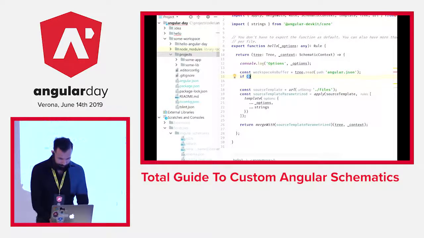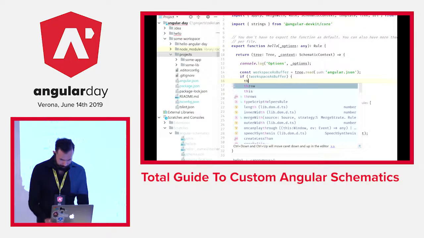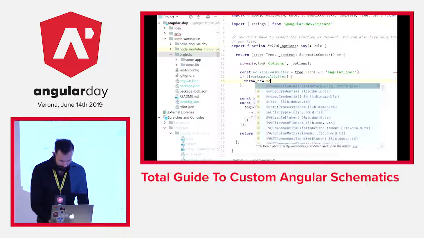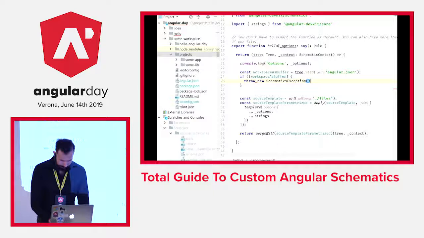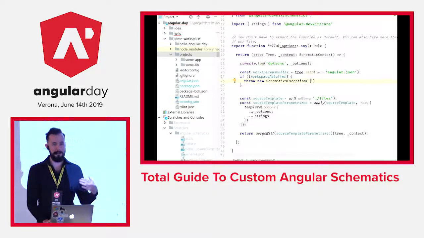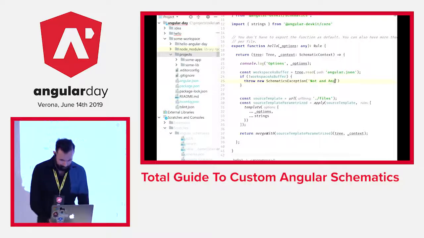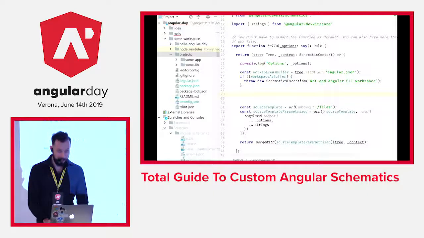And then of course, if we are not in an Angular CLI project, that's a problem. So we say if it doesn't exist, then please throw new SchematicsException. So again we want to be very transparent and give nice hints if something goes wrong. So: not an Angular CLI workspace. Now we are sure we actually have a workspace.